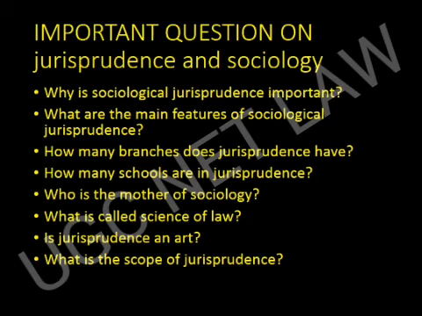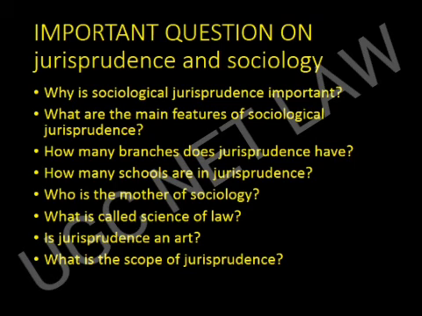Is jurisprudence an art? Some jurists say that jurisprudence is an art, a science, a philosophy, and a social science. It is a substantive law. In the same way, jurisprudence is concerned with the fundamental principles of law and the systematic and scientific study of their method.